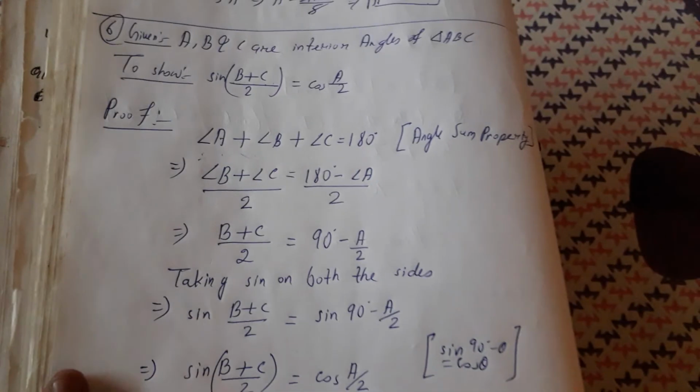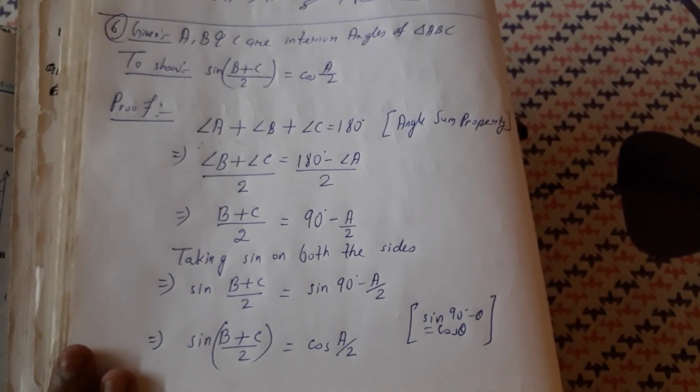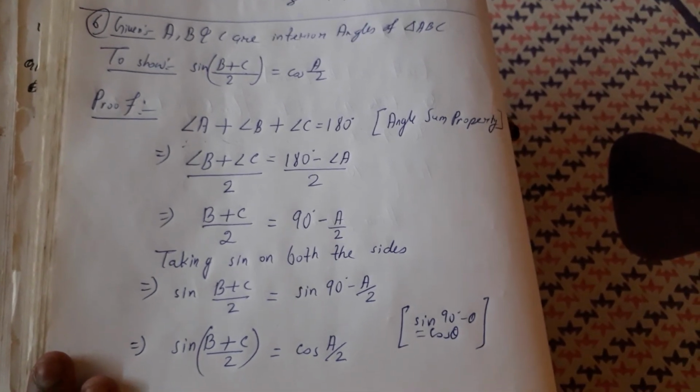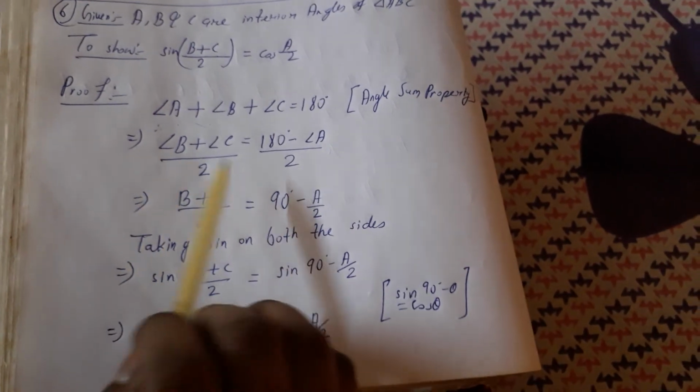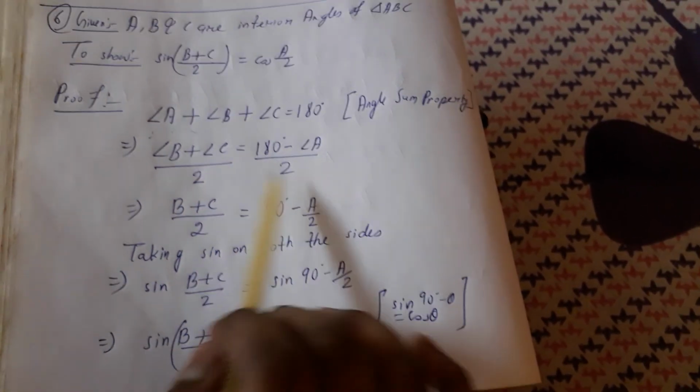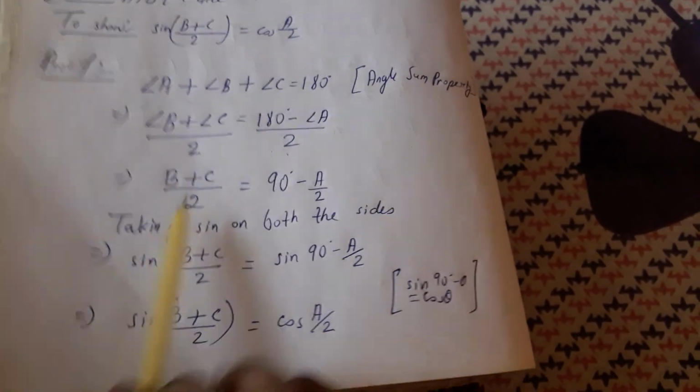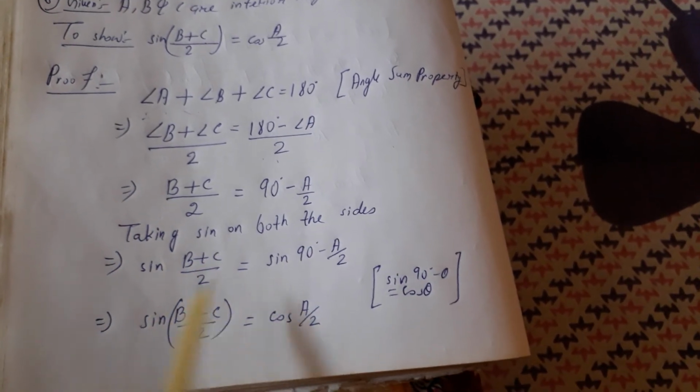Now see, this is how to solve this. Hence proved. First you have to write the angle sum property, then divide by 2 on both the sides, so that you can get 90 here. Now taking sine on both the sides, and we can get this.